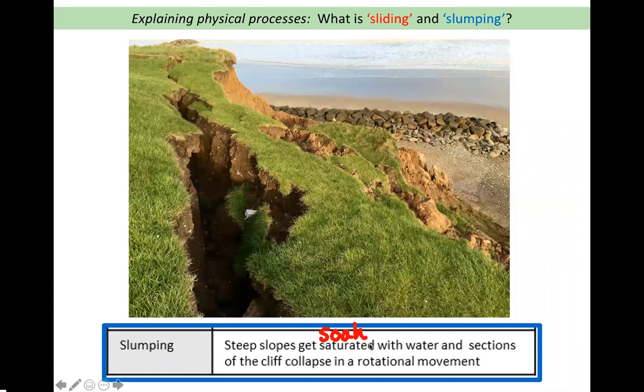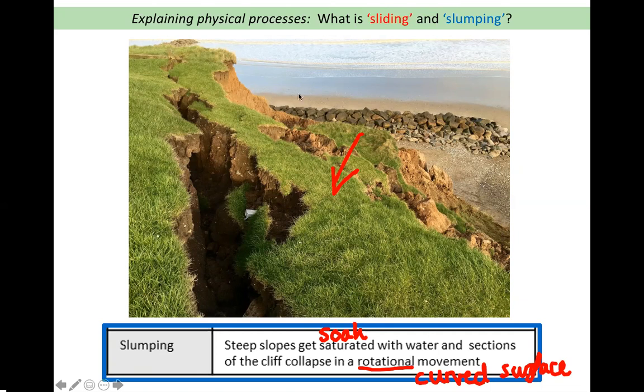Bit like a sponge, it gets saturated with water and then cannot hold any more. The steep slopes get saturated with water and sections of the cliff collapse in a rotational movement. Now, this word rotational just means a curved surface, okay? So if you'd rather, you could say that the cliff itself has a slightly curved surface, therefore these big sections of the cliff, you can see where the water has infiltrated the soil, saturated it, and then it's slid down.